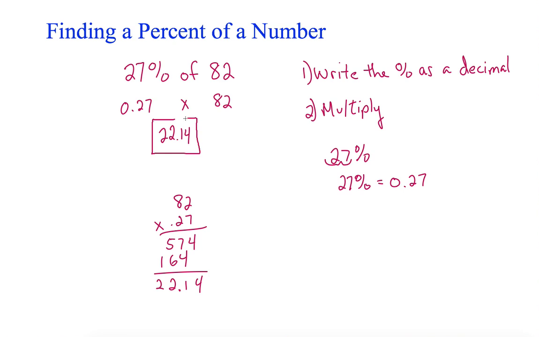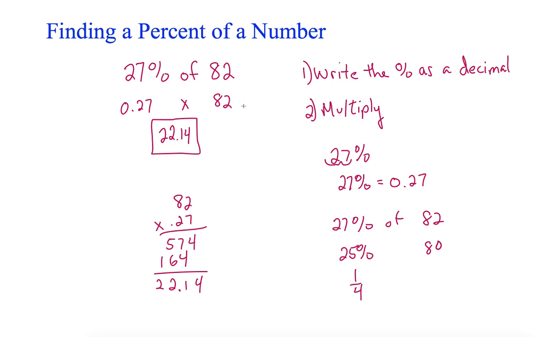And then of course always just make sure that your answer makes sense. If you think about it, 27% of 82. Well, 27% is really close to 25%. And you might recognize that 25% is the same thing as 1/4. And then 82 is really close to 80. So if we're looking at what's 25% of 80, what's 1/4 of 80, well, if I divide 80 by 4, I get 20. So 1/4 of 80 is 20. So it would make sense that 27% of 82 would be 22 and 14 hundredths.